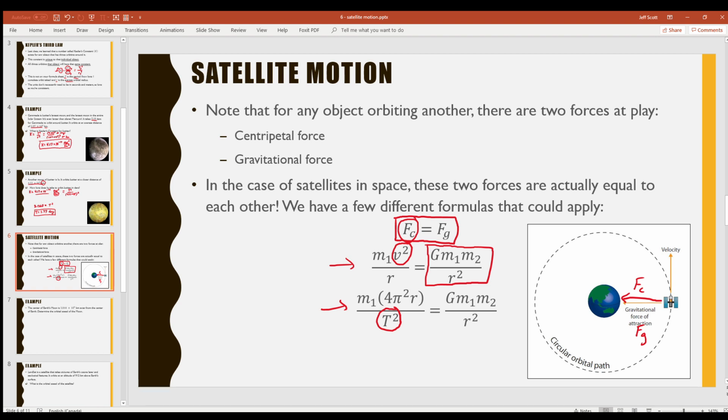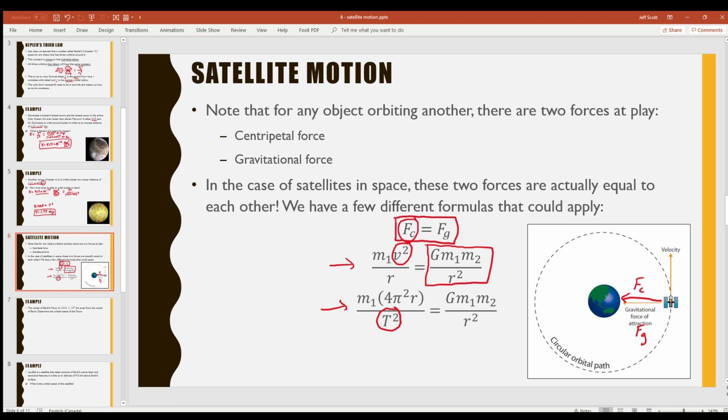Now, something else I want to point out with these formulas is something very bizarre that we haven't actually dealt with yet. I want you to first notice the left-hand side of both of these equations. I actually listed a little bit more information in this. I listed the mass as being mass 1 to match it with mass 1 on the right-hand side of the equation. The mass in a centripetal force formula is the mass of the object that's doing the orbiting. In other words, the satellite that's going around the object.